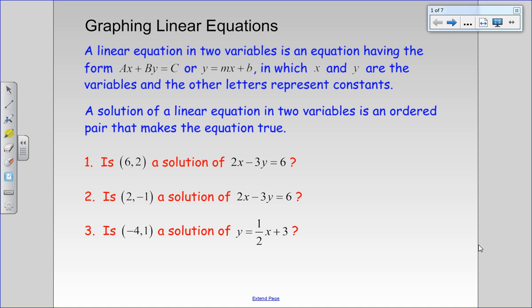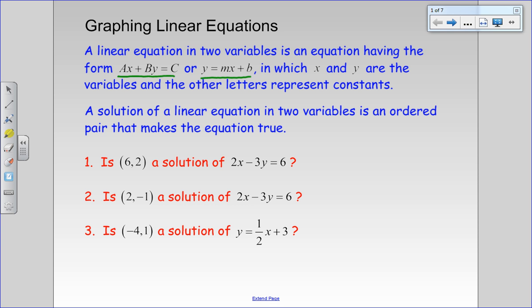A linear equation in two variables is an equation having the form ax plus by equals c or y equals mx plus b, in which x and y are the variables and the other letters represent constants. A solution of a linear equation in two variables is an ordered pair that makes the equation true. Let's look at some examples.